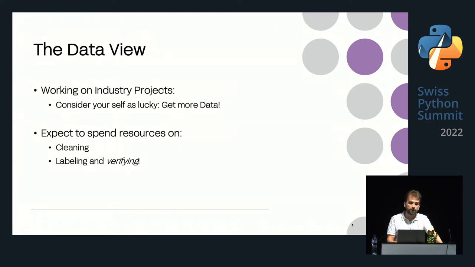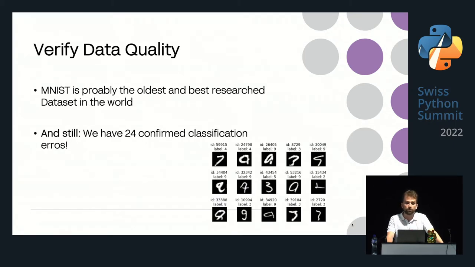But also don't underestimate the effort you have to make in order to clean and label and verify the data, because we tend to underestimate how difficult it is to build a good data set. I mean, many people failed, and even the biggest data sets that are publicly available and that are used for competitive reasons are not perfect. There are at least 24 confirmed classification errors in the MNIST dataset, and I just printed a bunch of them in order to just visualize what it is.